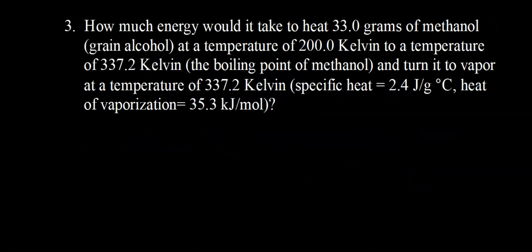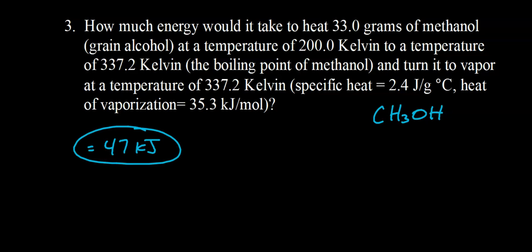All right, one more. Go ahead and work this one out. Everything that you need is given to you. The chemical formula for methanol is CH3OH. Go ahead and pause the video and see what you get. Should end up with 47 kilojoules.